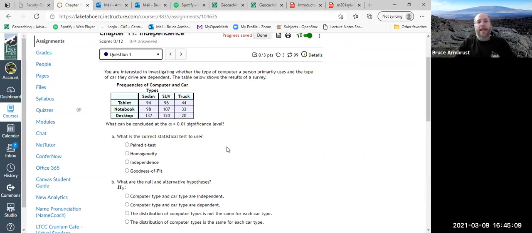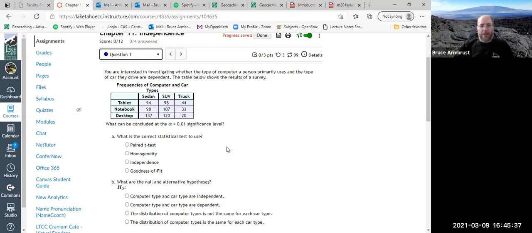Check it out. It says you're interested in investigating whether the type of computer a person primarily uses and the type of car they drive are dependent. The table below shows the results of a survey. So we go ask a whole bunch of people what kind of car they use to commute and what they prefer in terms of their computer, right?